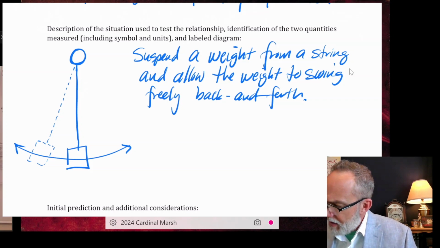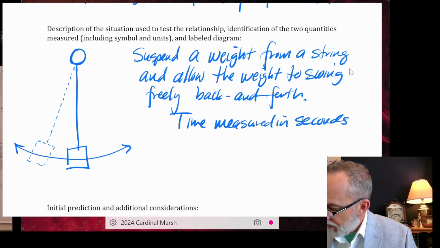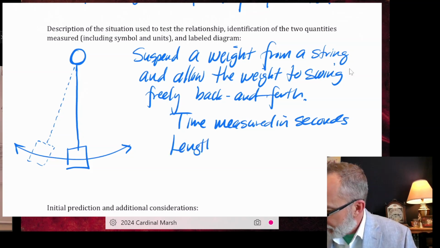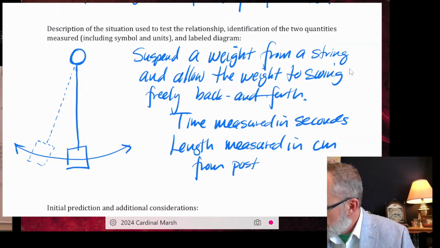Okay. What are we measuring here? The time is measured in seconds, and the length measured in centimeters from the post to the center of the weight.